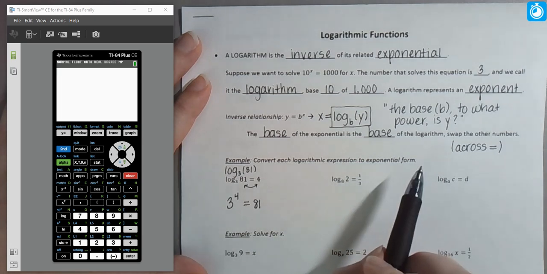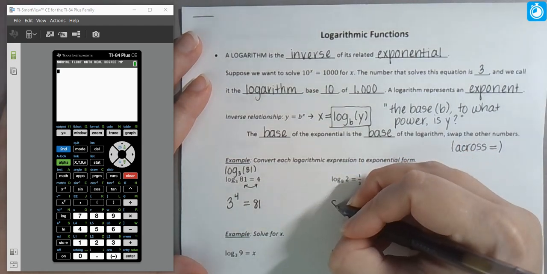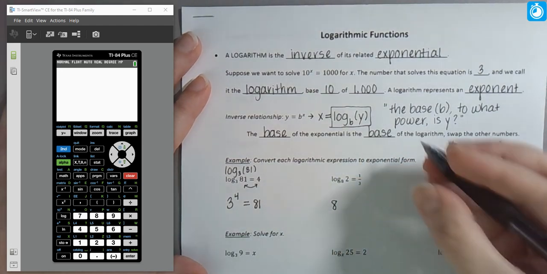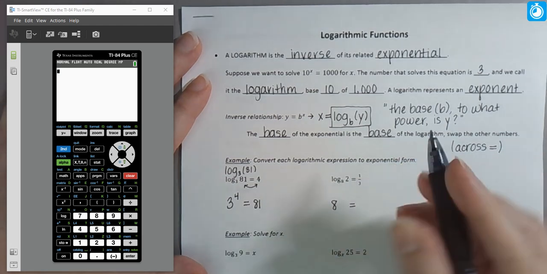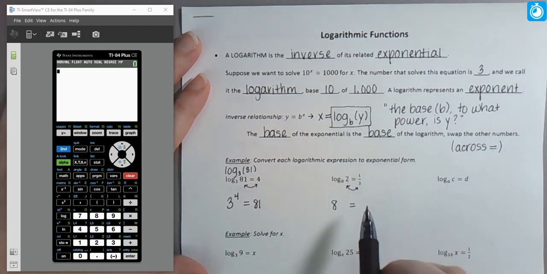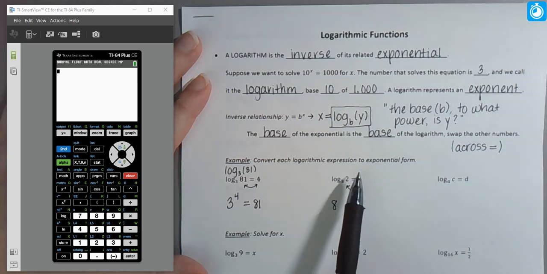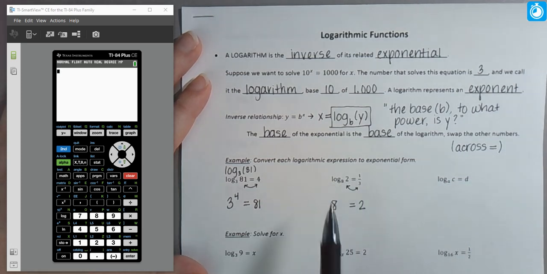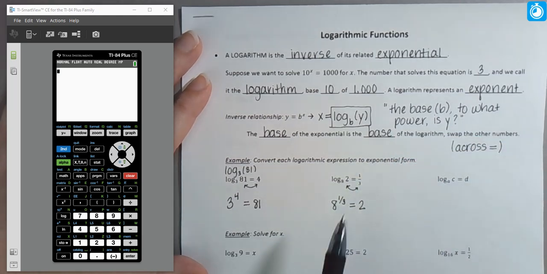Now, what if we want to convert this, put this in exponential form? Now remember, the base of the logarithm, in this case 8, becomes the base of our exponential, the big number. Put in your equal sign. The other two numbers are going to switch places across that equal sign. So 2 is going to go over to the other side. And then this is going to move over with the 8. Well, if 8 is the base, we're missing the exponent. So the exponent is going to be 1/3. 8 to the 1/3 power is equal to 2.